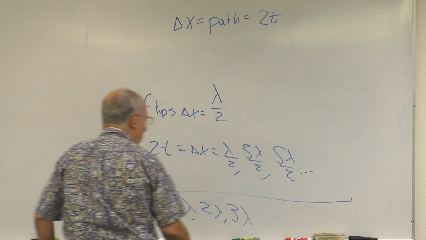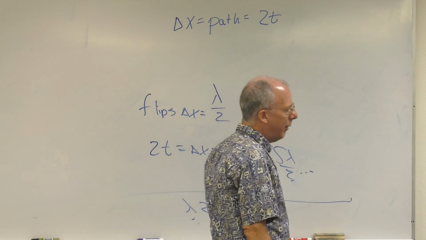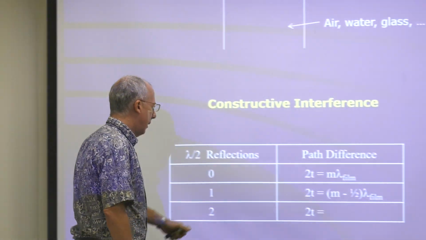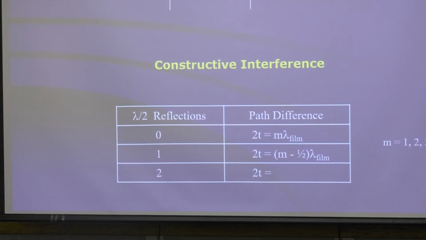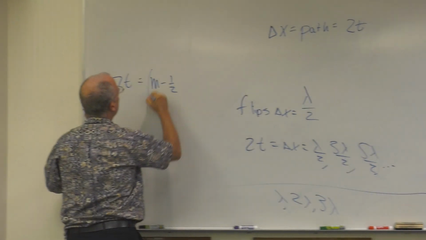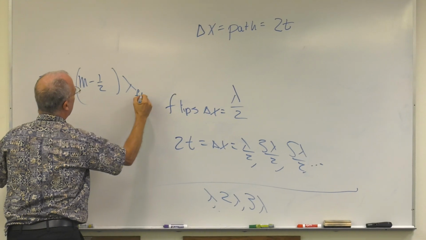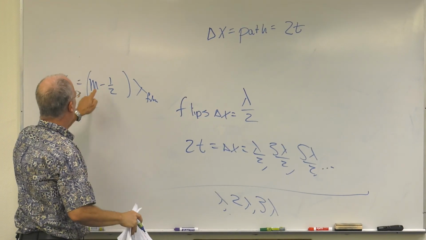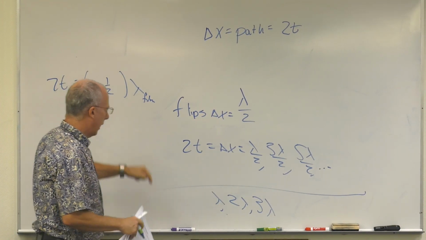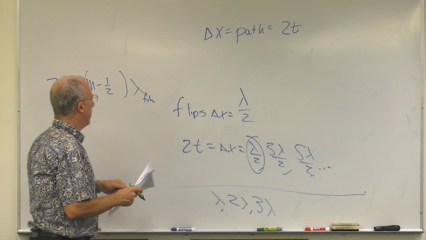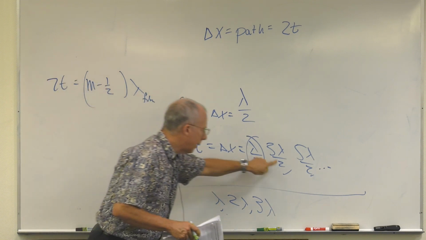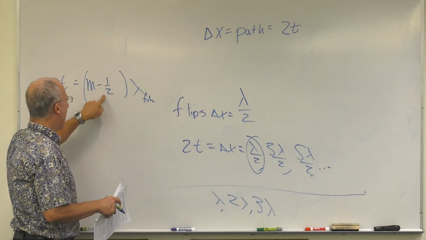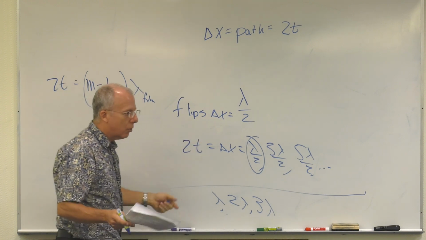So how are we going to write it in a cool way? I mean, just like this. Okay? So let's see if it makes sense. We want 2t equals m minus a half wavelength. If m is 1, 1 minus half is a half, half a lambda. Got it. If m is 2, 2 minus a half is 3 halves. Got it. If m is 3, 3 minus half, 5 halves. Got it. Okay? So it works.